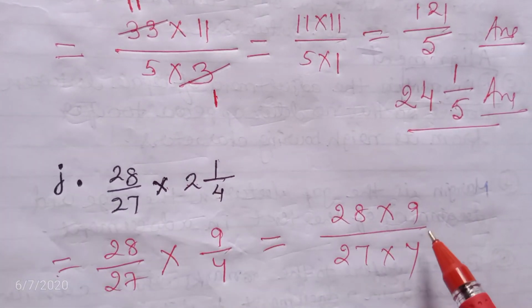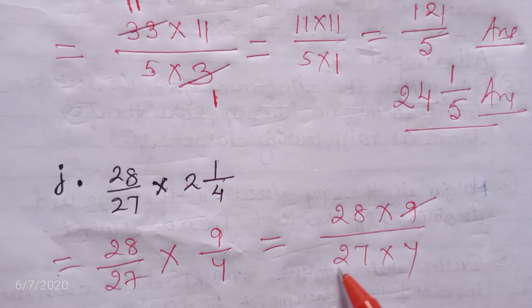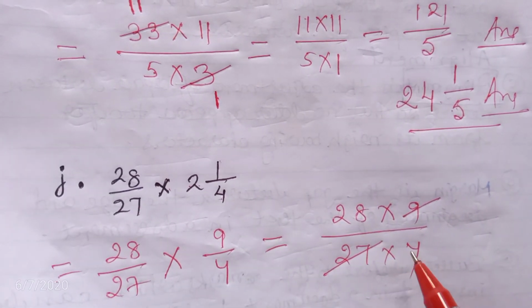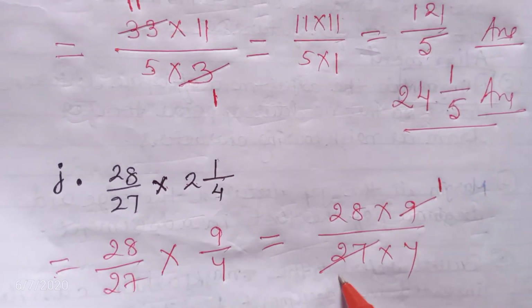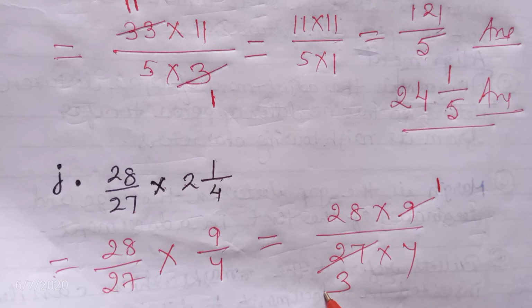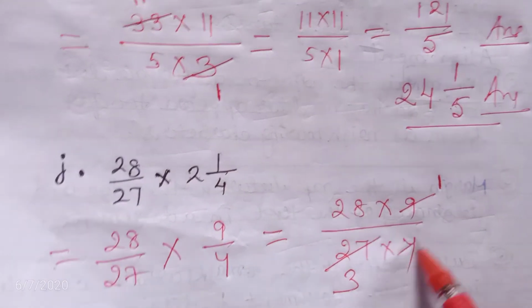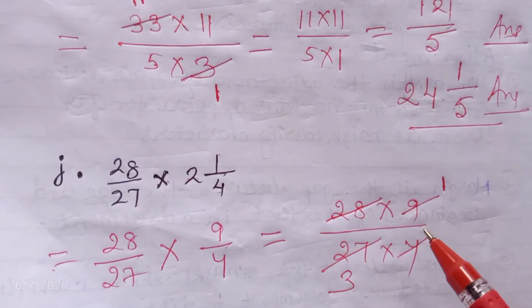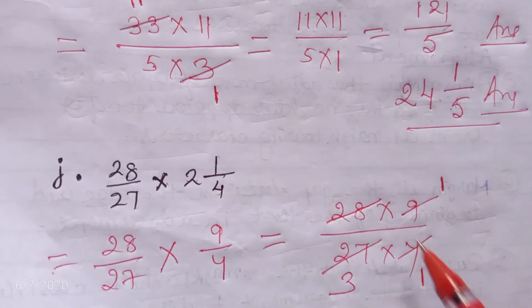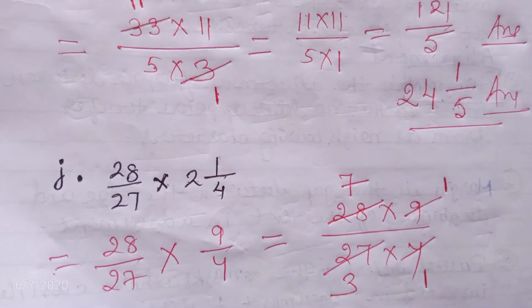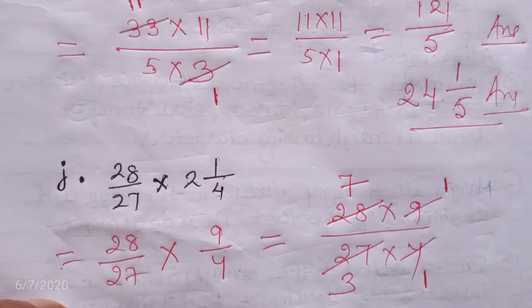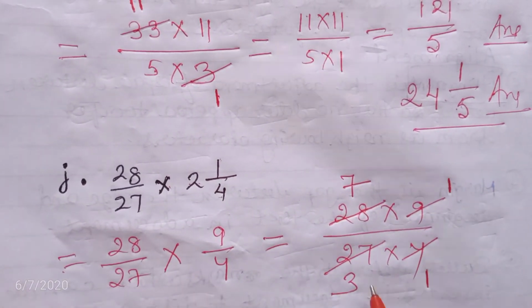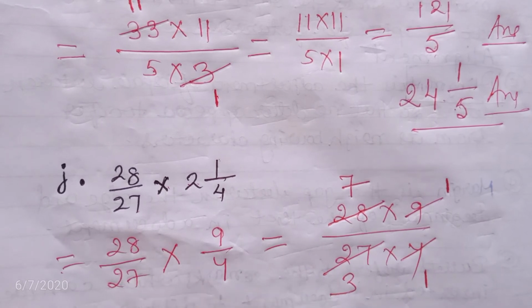Now cancel the common factor. See 9 and 27. 9 and 27 have a common factor 9. So divide them. 9 1s are 9, 9 3s are 27. And 4 and 28 have a common factor 4. So 4 1s are 4 and 4 7s are 28. Divide both of them by 4. So we get the answer 7 into 1 in numerator and 3 into 1 in denominator, equal to 7 by 3.